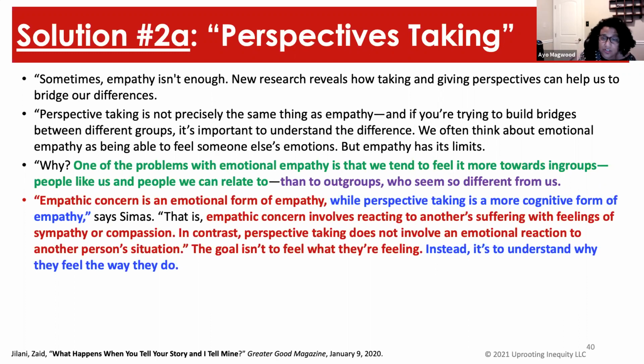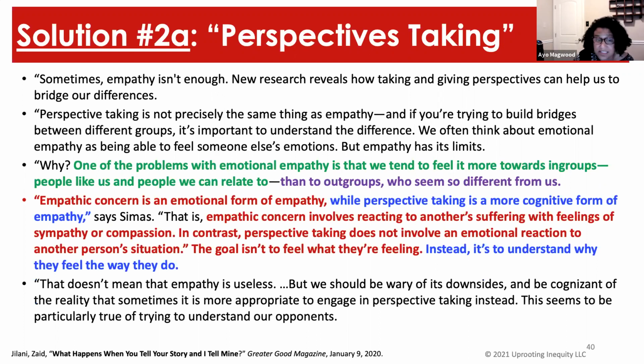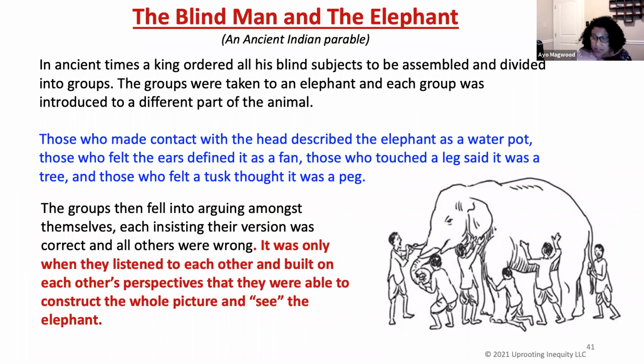So we don't try to relate personally to their feelings of sympathy, but we just try to understand why they're feeling that way. In my classroom, I would say, you don't even have to agree with others. You just need to understand what they believe and why. That's all, okay? So the way I did this is through, you may be familiar with, the parable of the blind man and the elephant.